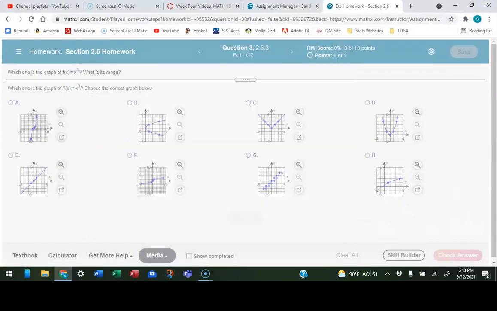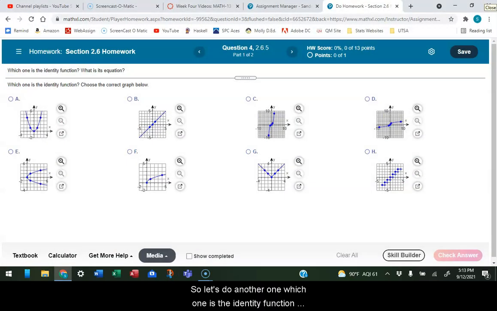Okay? So let's do another one. Which one is the identity function? You can do that one.